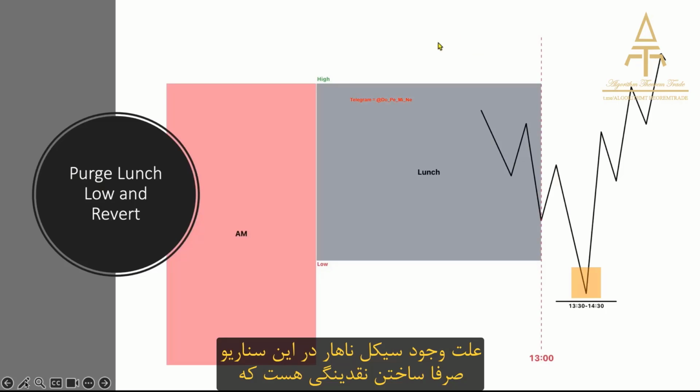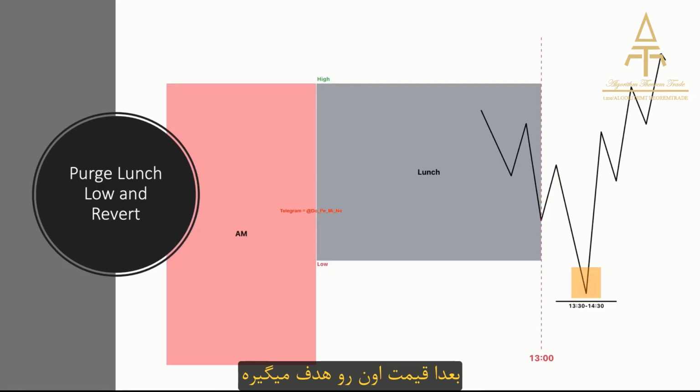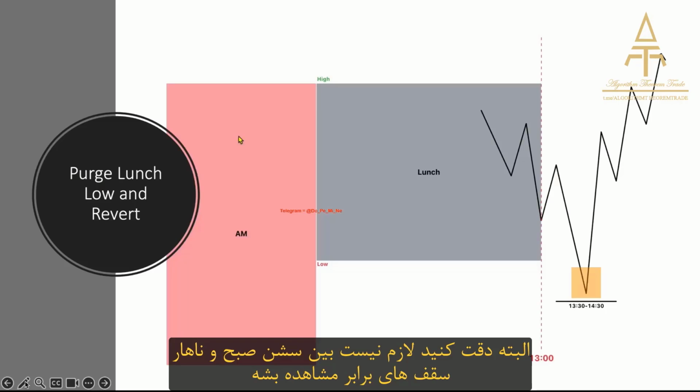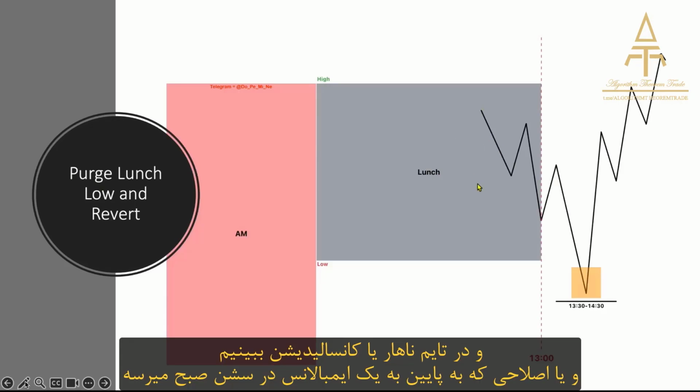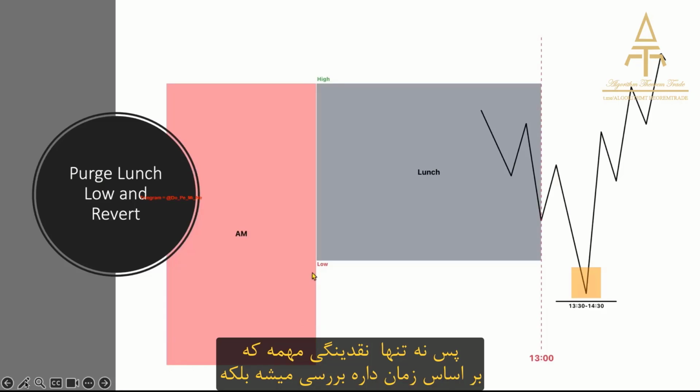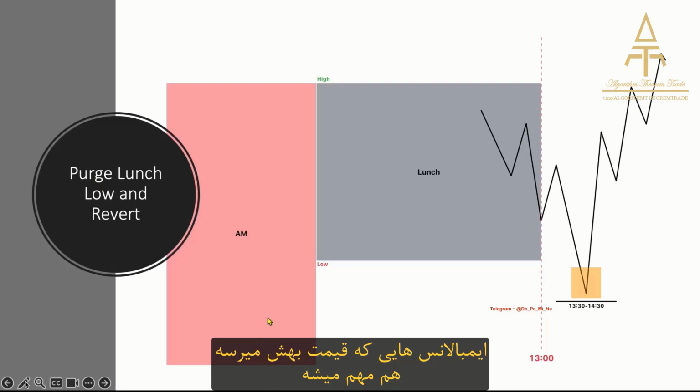The function of the lunch cycle in both scenarios, by the way, is to engineer liquidity that can be targeted at a later point in time. Again, it is important to note that AM and lunch do not have to have created relatively equal highs for this scenario to play out. It is important, however, to note that AM should be an expansion leg higher and that lunch should be a consolidation or retracement into an imbalance from the AM session. So we have not only the liquidity that's important, the time-based liquidity that gets taken at the right point in time, but we also have the imbalance that gets traded into.